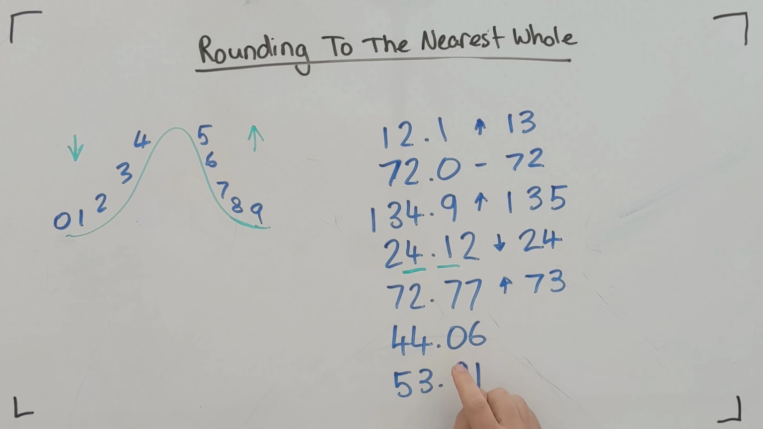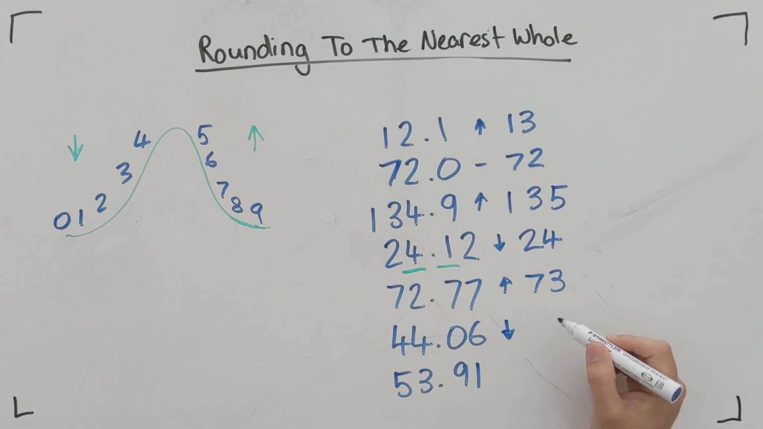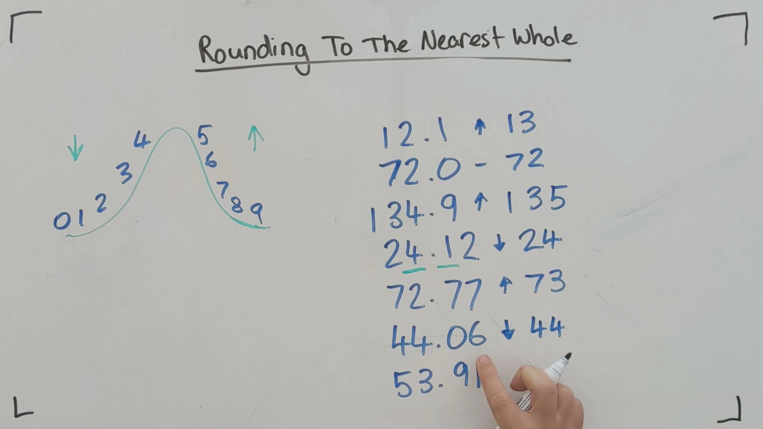44.06. Oh, tricky one here. We've got a 0 in the tenths column. Well, is it tricky? 0 still is on the left-hand side of the hill, so we're rounding down. 44.06 rounds down to just 44. We only really rounded down by 6 hundredths, but we still rounded down a little bit.